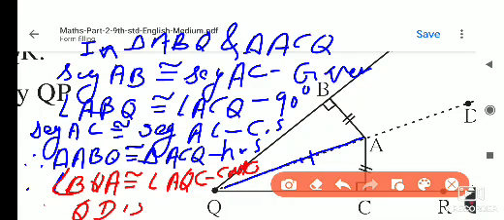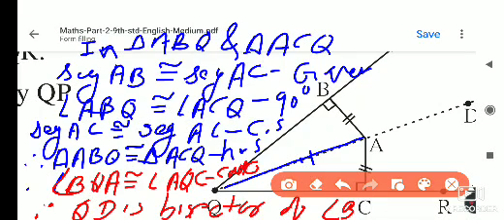of angle BQC, and if it is a bisector, then A lies on the angle bisector. In that way we have to prove. Actually I have shown you here, but you have to do this. First understand it and write it step by step. If you have any doubt, just call me and ask me.